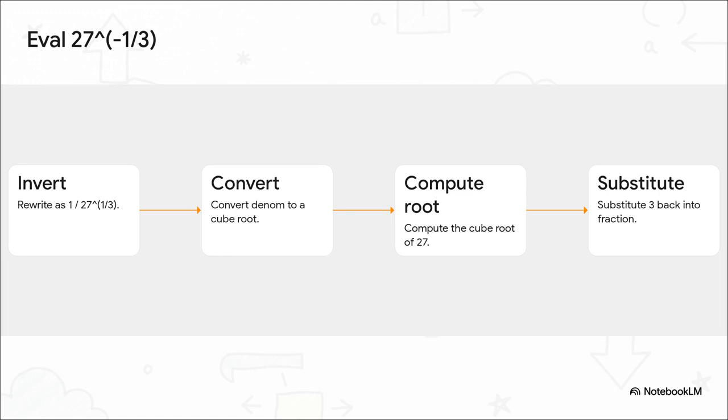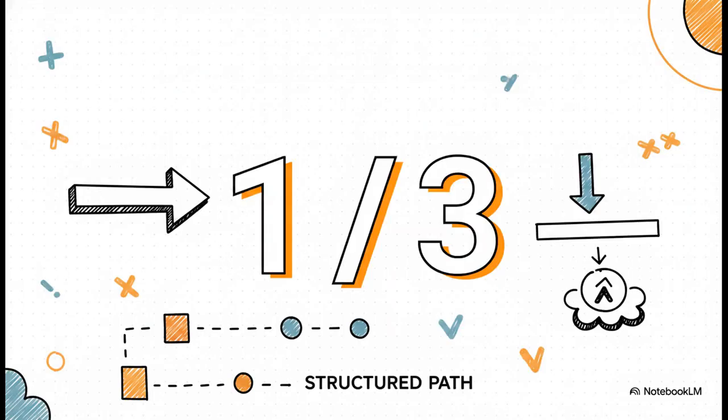Next, if we remember level 1, a 1/3 power is just a cube root, right? So we take the cube root of 27, which gives us 3. Finally, we just substitute that 3 right back into our denominator. Following that structured path leads us right to our final answer of 1/3. It's that easy. You handle the negative by creating a fraction, and then you just solve the exponent part normally down in the basement of that fraction.